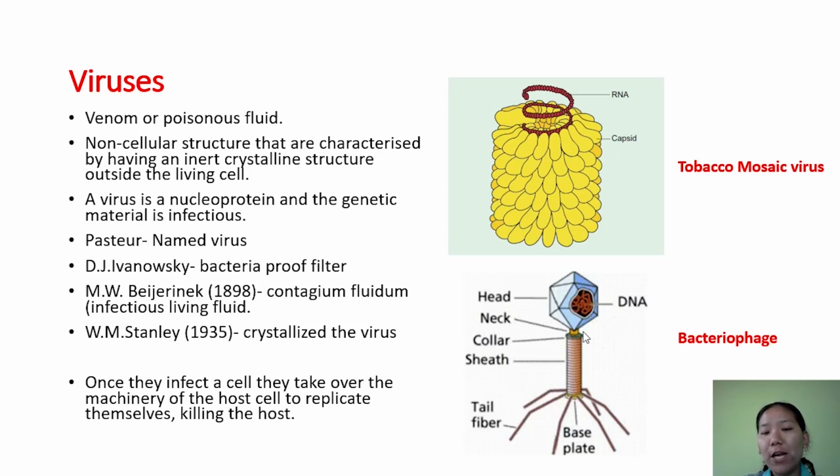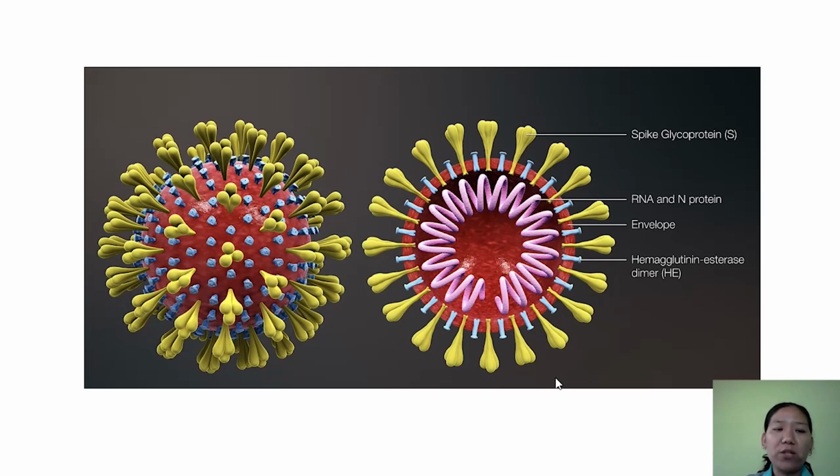Now next, another type of virus is the bacteriophage. Bacteriophages are the viruses which infect bacteria. Here the genetic material is DNA. Again, there is a protein coat. Now this one, as you all know, is causing the pandemic.